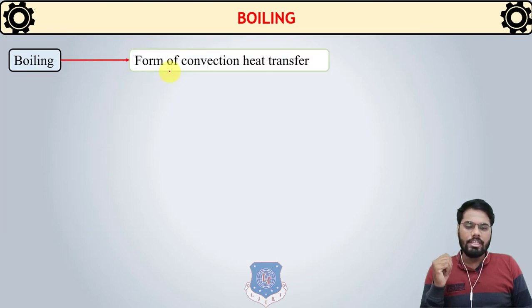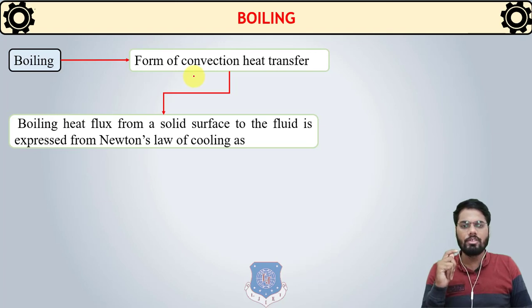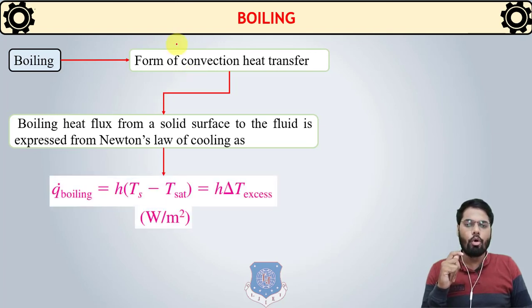Now, boiling is a form of convection heat transfer. So, the boiling heat flux from a solid surface to the fluid is expressed by Newton's law of cooling, which we have learned in our previous videos, and is calculated by q boiling equals h times (Ts minus T saturation). Here Ts is the surface temperature of the solid and T saturation is the saturation temperature of the fluid, which is equal to h delta T, in watt per meter square. If you multiply by area, then it becomes hA delta T. For per meter square, you don't need to write area. So the unit of this q is watt per meter square, and the value of area is considered as 1.